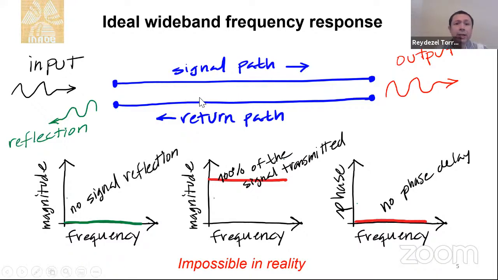If this interconnect is ideal, we have to assume that if we apply an input at the left-hand side of the interconnect, when it propagates to the end, the output will exhibit no phase delay. There will be no phase shift between the output and the input. The phase will be zero, and the response magnitude would be flat. We will have 100% of this input signal reaching the output. In addition, we are assuming that no reflection occurs at the beginning of the interconnect. We apply a signal and no signal is reflected back to the source. This is impossible in reality.